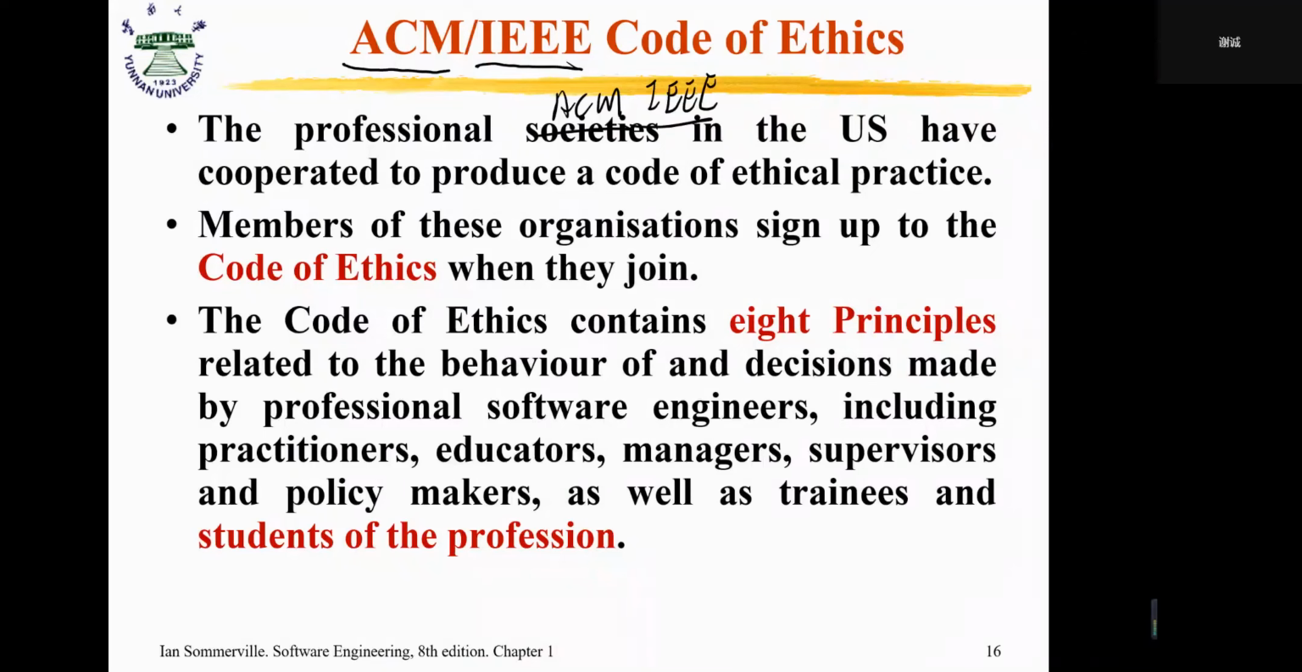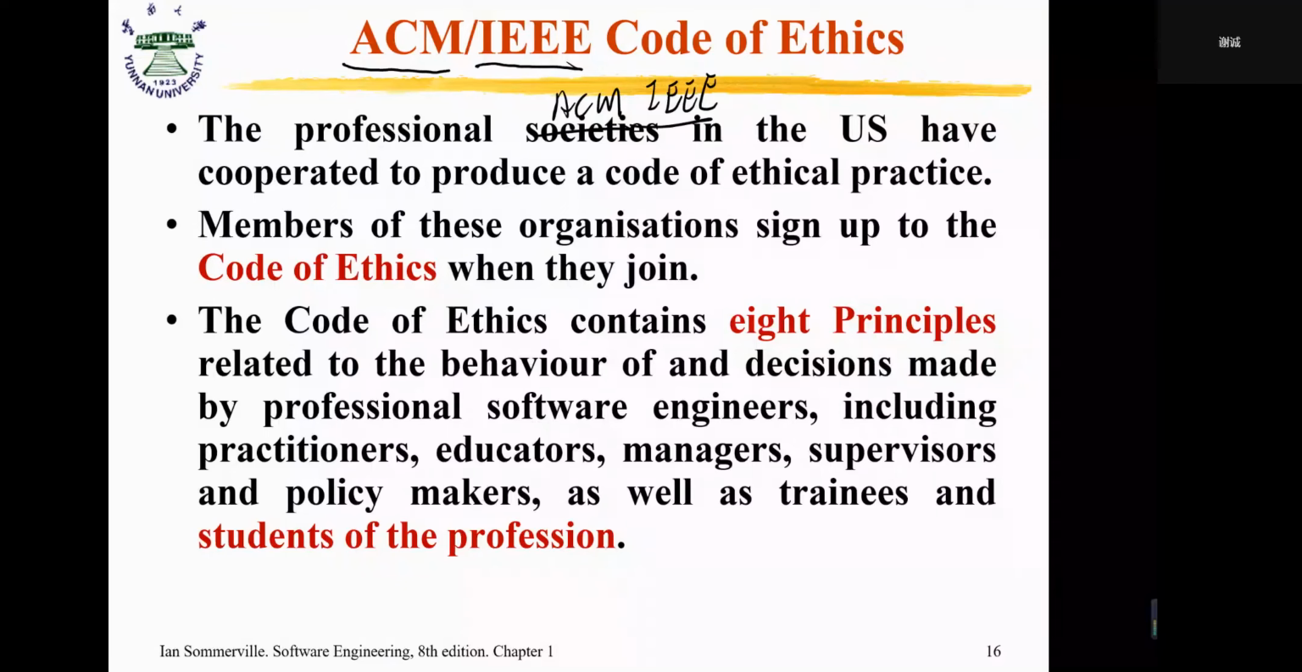Normally, these two organizations only accept majors ranging from computer science, software engineering, and electronic engineering. After you graduate, you can apply for membership, and it is chargeable. You should pay the membership fee. Is that clear? Yes.